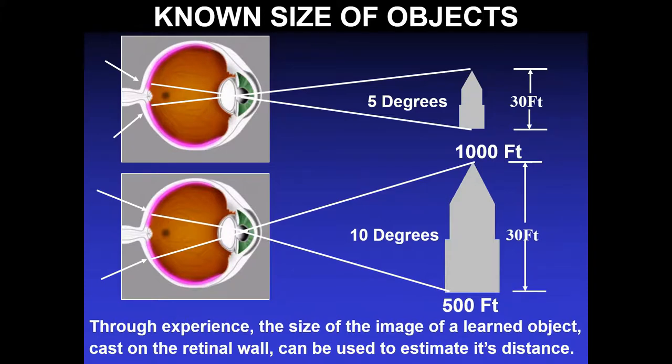The first is known size of an object. If you know the size of the object, such as this church steeple or building that you've seen many, many times, and you see that that object is very, very small on your retina wall, then you know that that object or that building is very far away. Conversely, if it is filling up quite a bit of your retina wall, you know that that object is fairly close. So through experience, the size of the image of a learned object cast on the retina wall can be used to estimate its distance. Now, a lot of these things are going to seem a little bit more self-explanatory, and really and truly they are. But knowledge of these things will help us estimate distance much easier.